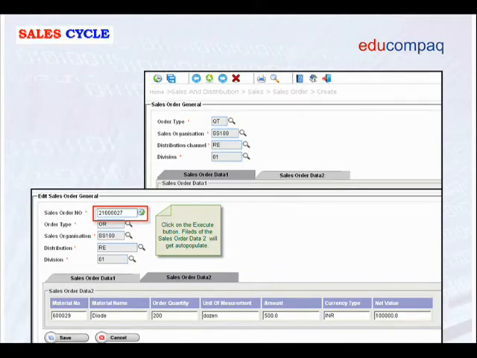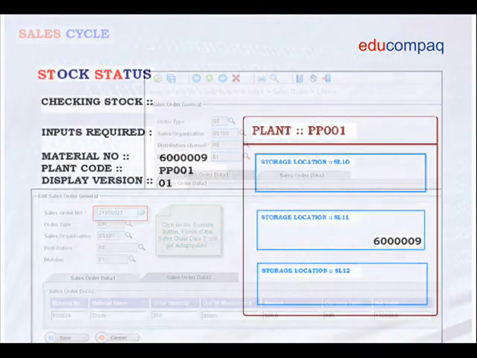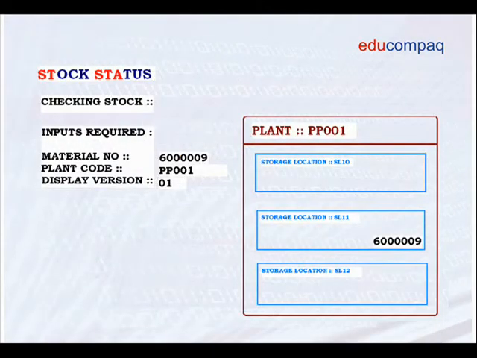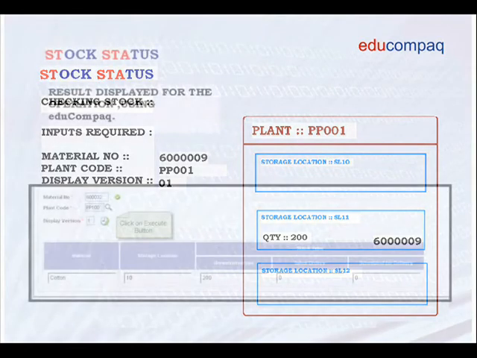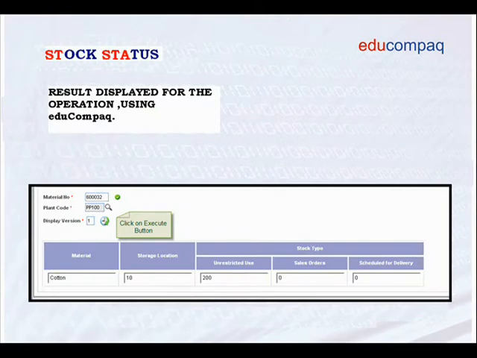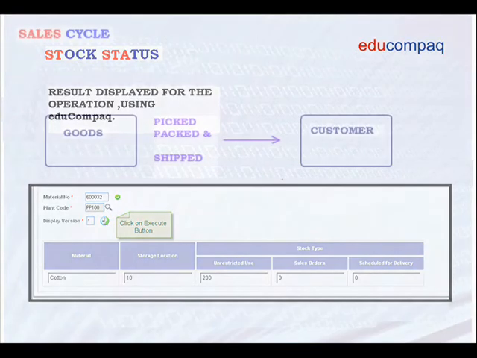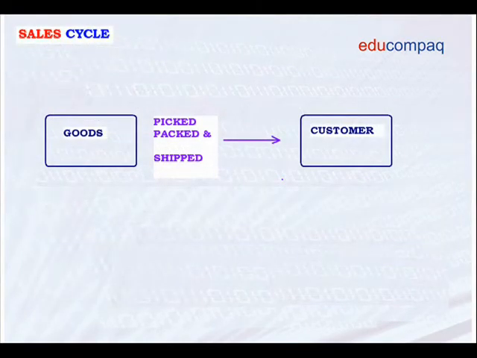The system then runs a check to ensure the availability of the stock and materials within its plants and secured storage locations. With proper inputs and details, the system generates its output that looks like this on an EduCompact system. The materials are then packed and sent to the customer.